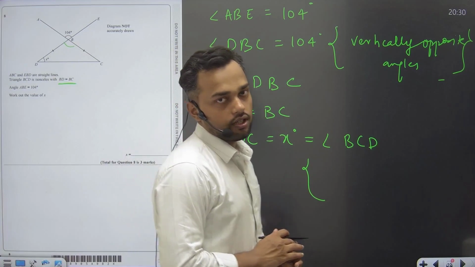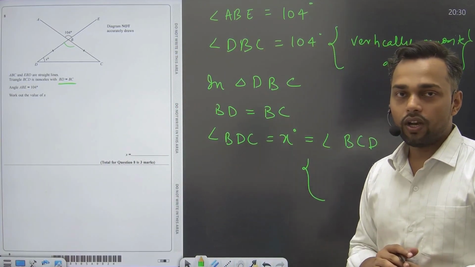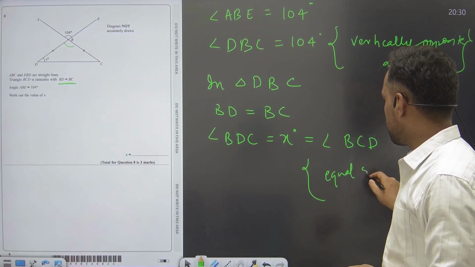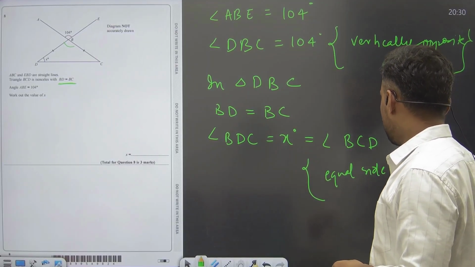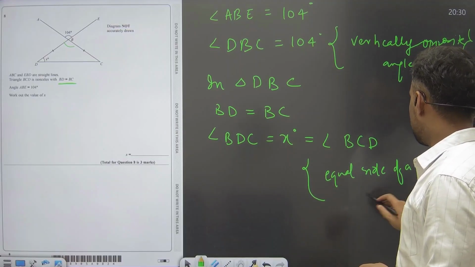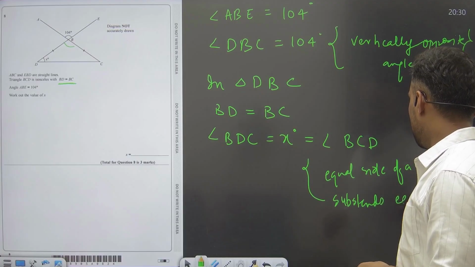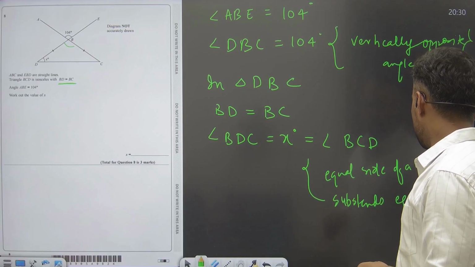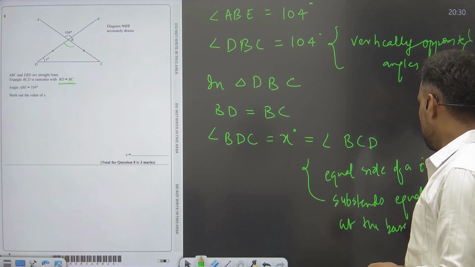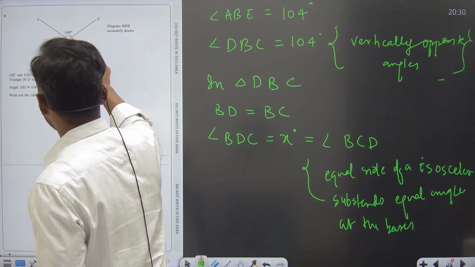Equal sides of an isosceles triangle make equal angles. You need to write this reason here: equal sides of an isosceles triangle subtend or make equal angles at the base. You need to write it here. So here you will get this as also x degrees.